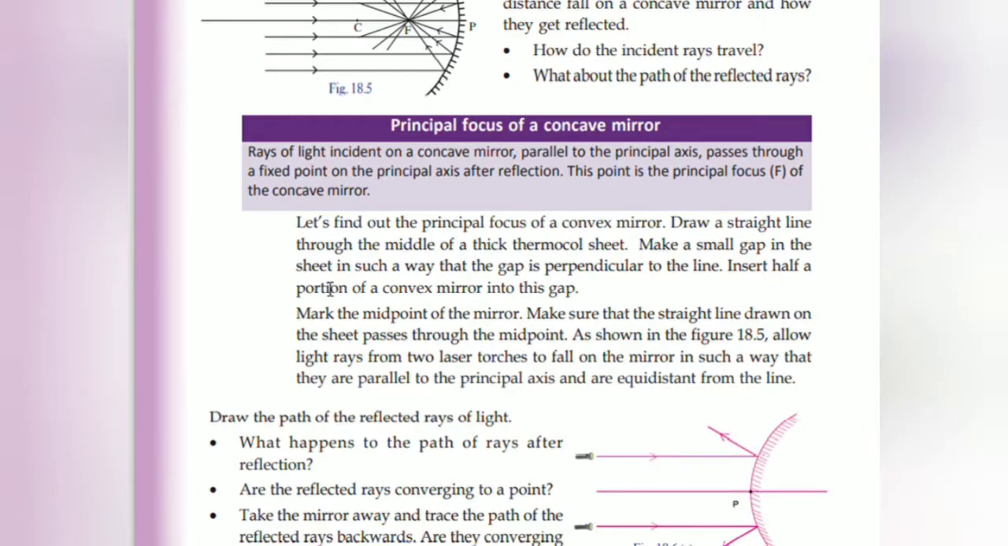Draw a straight line through the middle of the thick thermocol sheet. So what we have to find out? A straight line is drawn on a thick thermocol sheet we are taking, and a line is drawn on the middle of it. Make a small gap in the sheet in such a way that the gap is perpendicular to it.